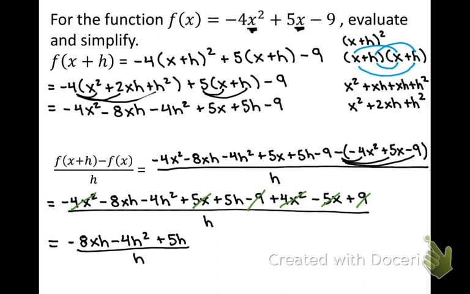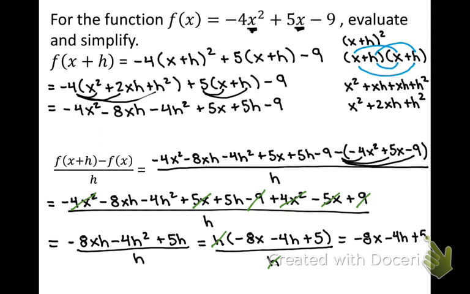Check out those terms in the numerator. What do you notice? What do they all have? They all have an h. So we are going to be able to factor that h out in the numerator and get a negative 8x minus 4h plus 5 all over h. Now we can say peace out to those h's, and my final difference quotient is negative 8x minus 4h plus 5. Voila, we have done it.